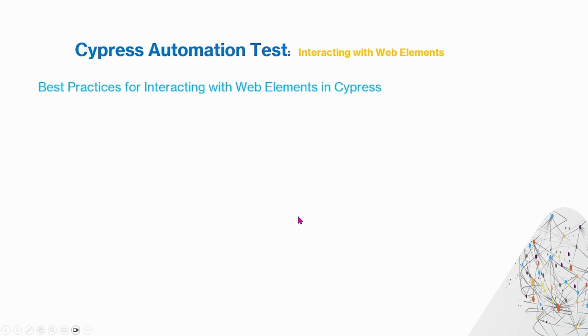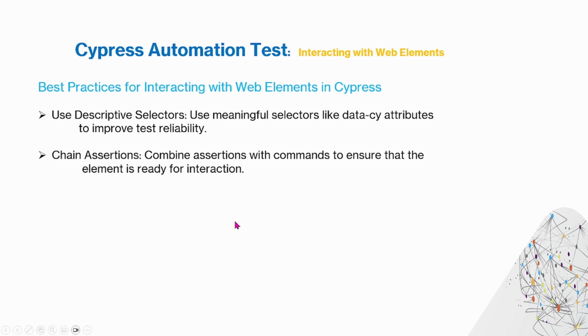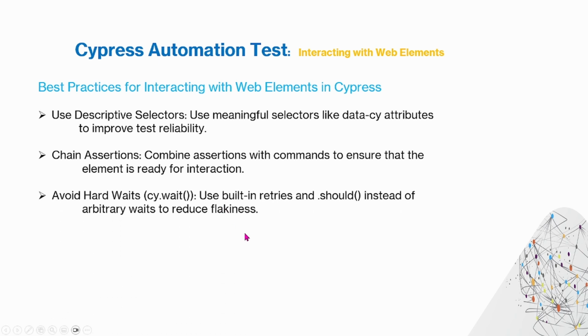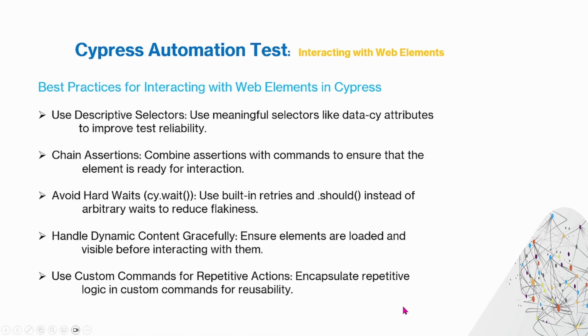So, best practices for interacting with web elements in Cypress. You should use descriptive selectors, meaningful selectors like data attributes, to improve test reliability. You should combine assertions with commands to ensure that the element is ready for interaction. You should also avoid hard waits. Use built-in retries and should instead of arbitrary waits to reduce flakiness. You should also handle dynamic content gracefully. Ensure elements are loaded and visible before interacting with them. And you should use custom commands for repetitive actions. Encapsulate repetitive logic in custom commands for reusability.